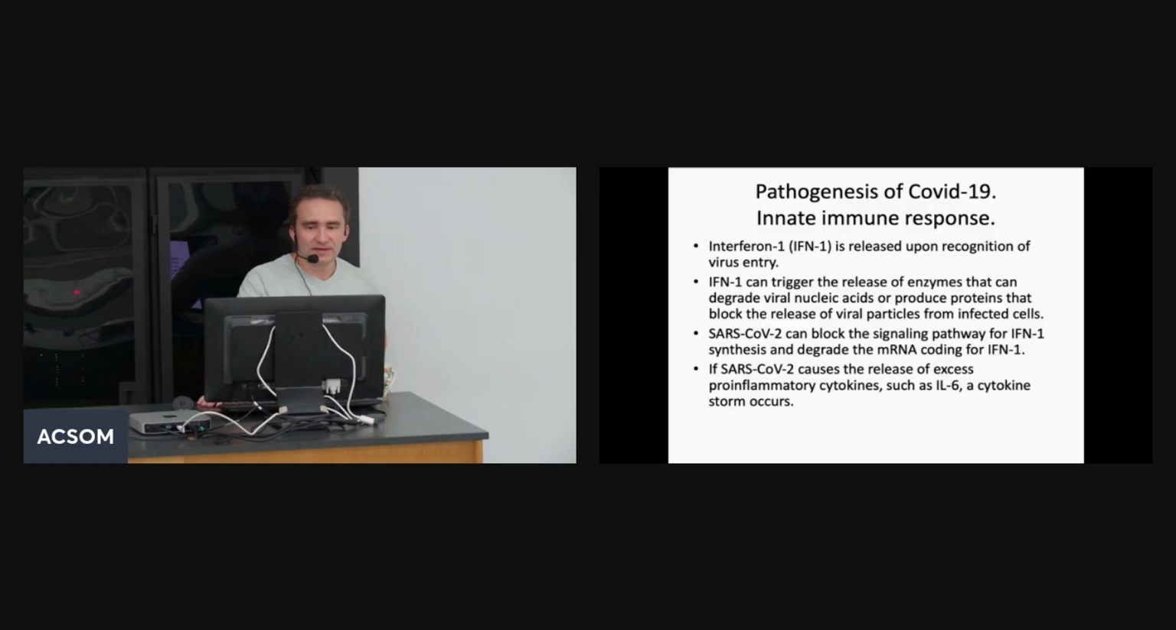Again, this is just an example, and then it can cause the release of an excess of pro-inflammatory cytokines such as interleukin 6. Some people may develop something called cytokine storm. That's the name for when you have excessive inflammation, and the problem becomes not the viremia or viral replication, but the excessive response to the virus.